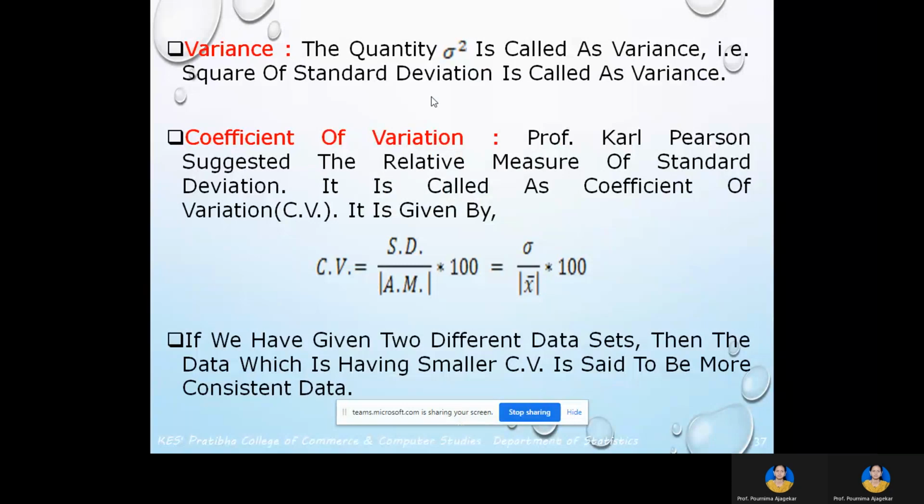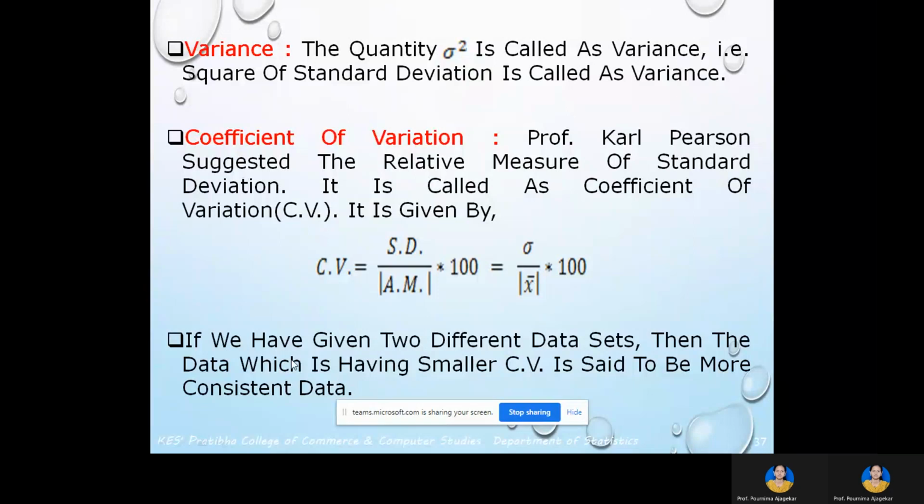The corresponding relative measure is the coefficient of variation. Professor Karl Pearson suggested the relative measure of standard deviation, called the coefficient of variation, and it is defined as CV equal to standard deviation divided by absolute value of the arithmetic mean, into 100. So that is nothing but sigma divided by absolute value of mean into 100.